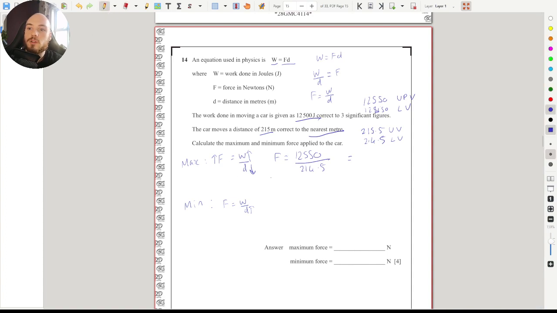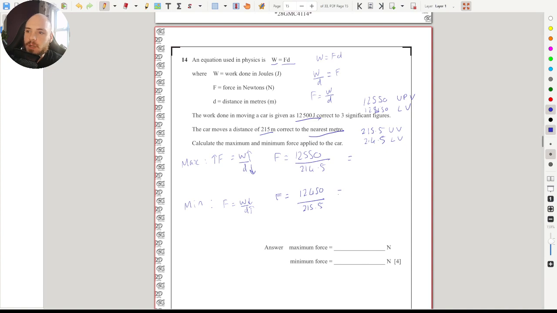So we'll choose our upper value for our distance. And essentially for our work done, we'll want a smaller value, because we have a smaller value on the top, then we've got the smallest or the minimum that we possibly could have. So force is equal to the lowest value for work done, which is 12,450, divided by the greatest value on the bottom, which is 215.5.